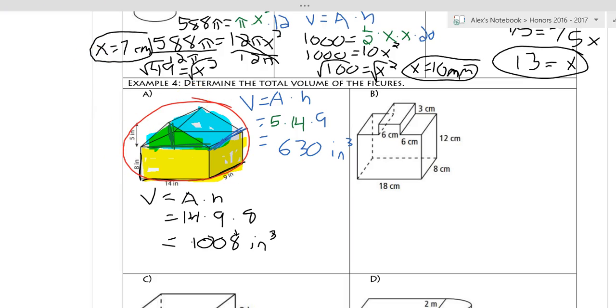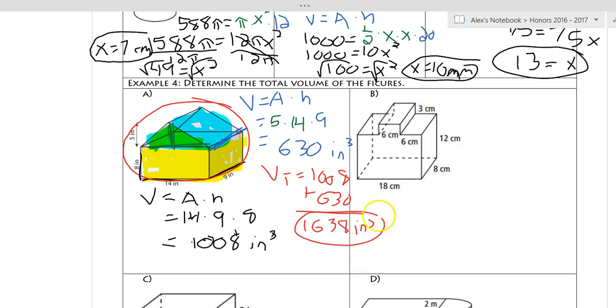Now, if I want to find the total volume of this whole thing, all I'm doing is adding them together. So the volume of the total is 1008 plus 630. So my total volume is 1638 inches cubed.